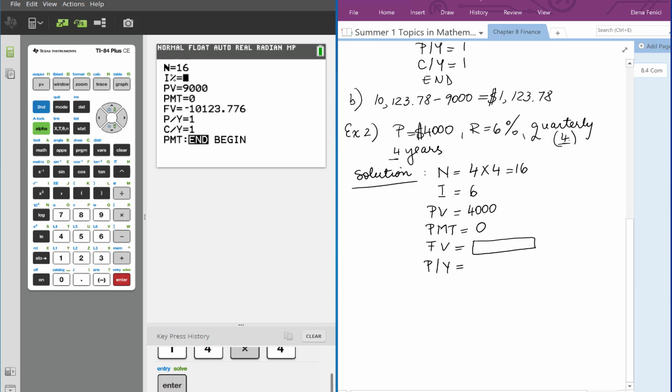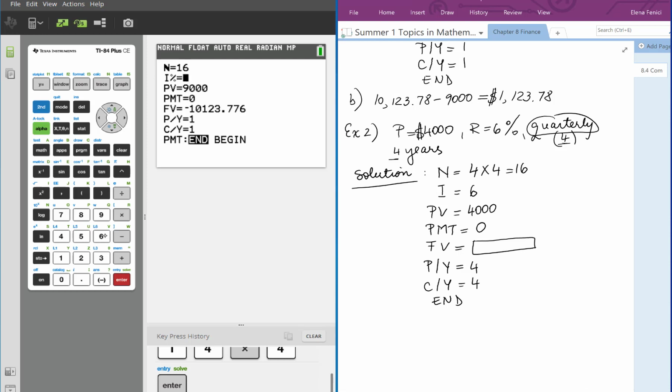P/Y, well, this time it's 4 because they said quarterly. Last time we put 1 because they say annually. C/Y, it's 4. And then it's at end. So the reason I chose this problem is just because this time we'll have to use quarterly.